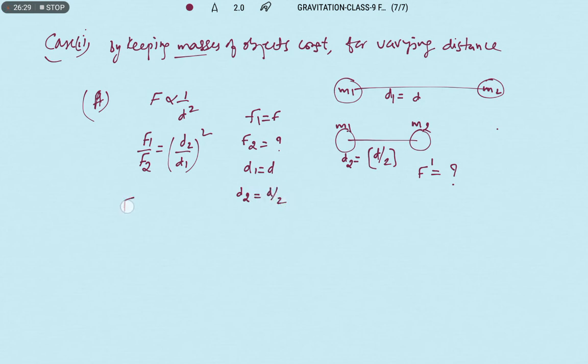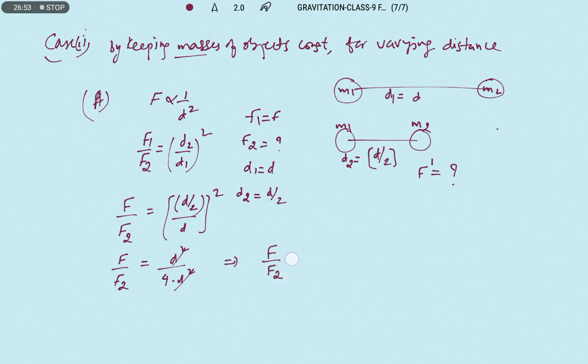Let us substitute f1 for f, and d2 is d by 2 by d1, which is d, both whole square. So f by f2 equals d square by 4, and this is in the denominator, so d square gets cancelled. We get f by f2 equals 1 by 4. Therefore f2 equals 4f.